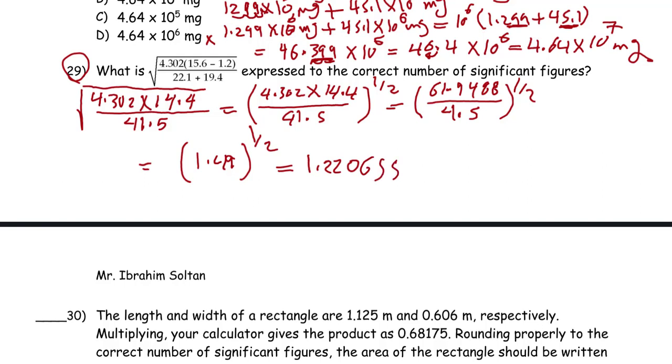655. That's enough. But hold on, we have here 3 significant figures, so the answer must have 3 significant figures only. 1, 2, 3, and we will cancel this 0 and everything to the right, so the answer will be 1.22. As you watch, we round only the final answer.